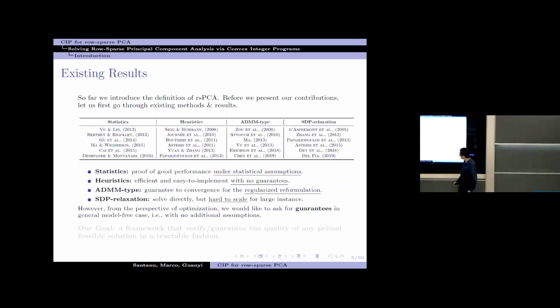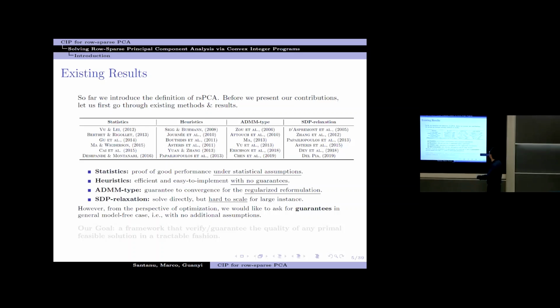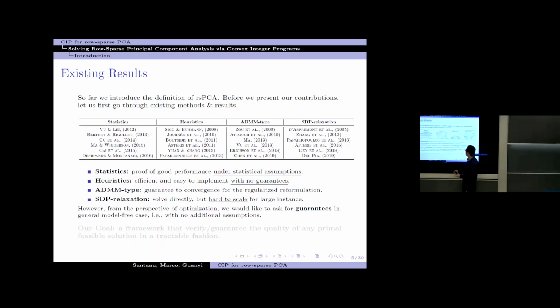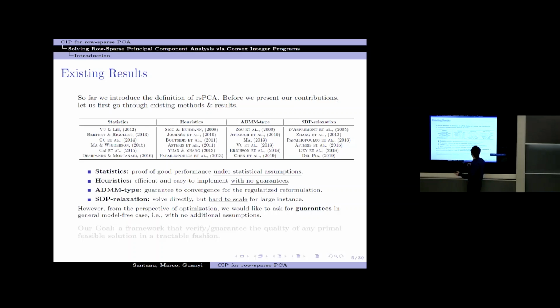And before I present my main contributions, let's first go through some existing methods and results. It is a well-studied problem, and the existing methods and results can generally be classified into 4 categories. The first one is some statistical results.